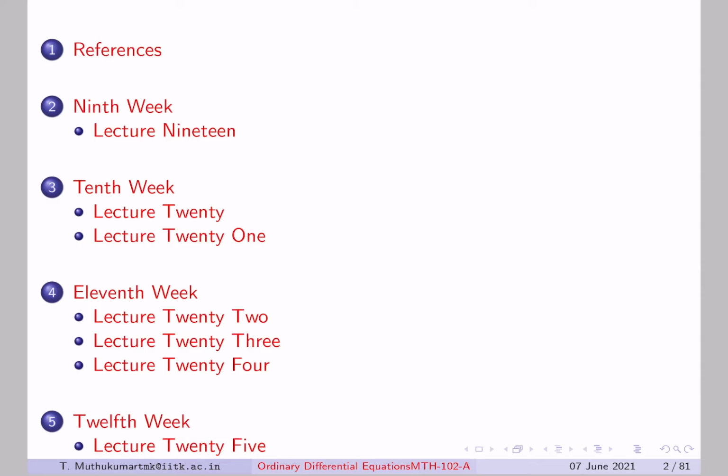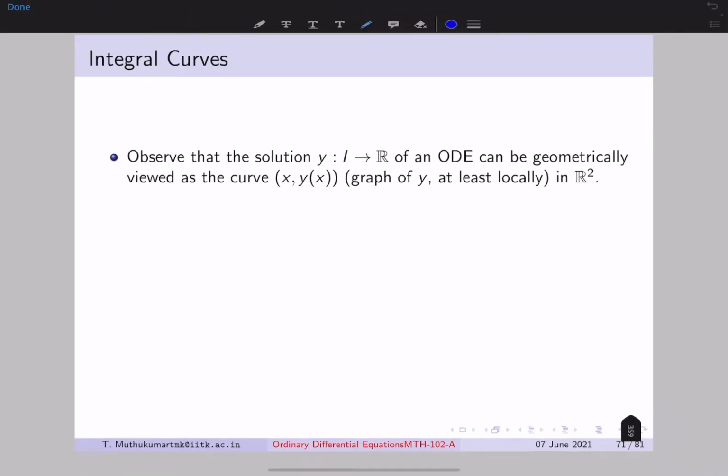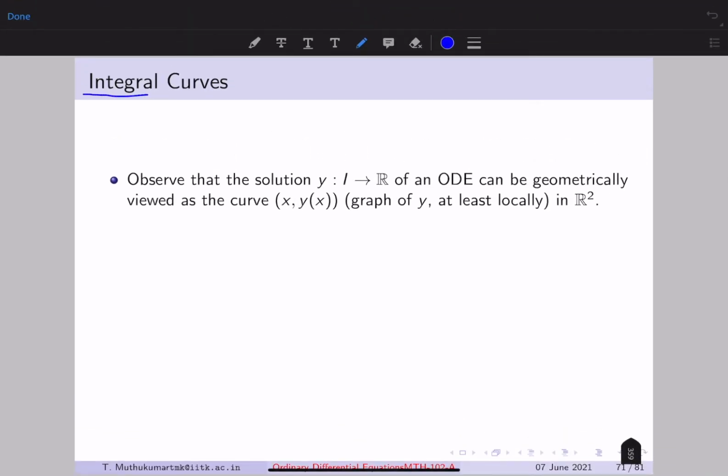In this lecture, we are going to see another type of approximate method, basically the graphical method, which is the method of isoclines. Okay, so to begin, let's introduce the notion of what is called the integral curves. Okay, what are integral curves?